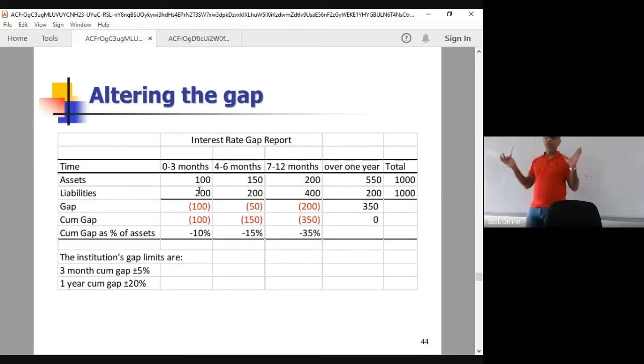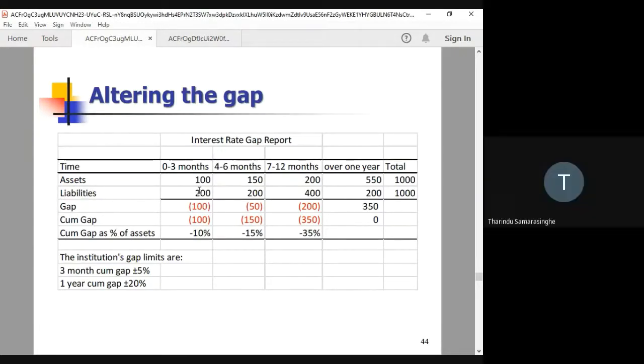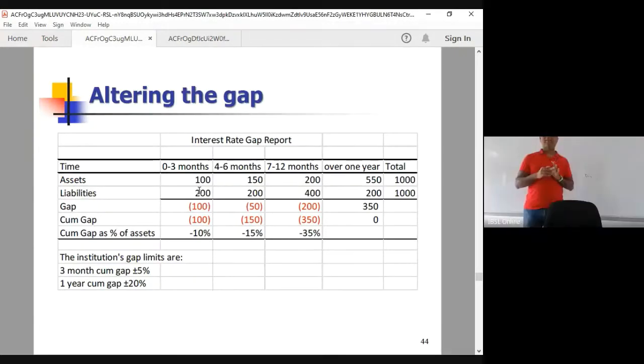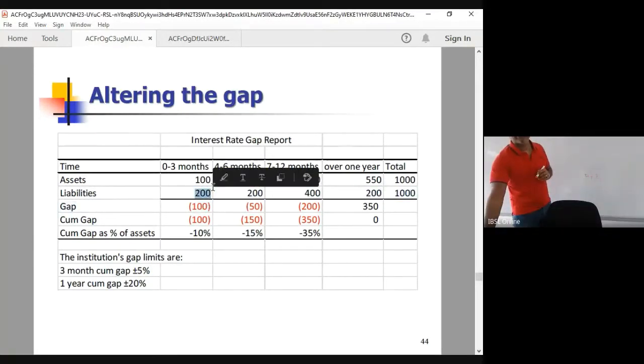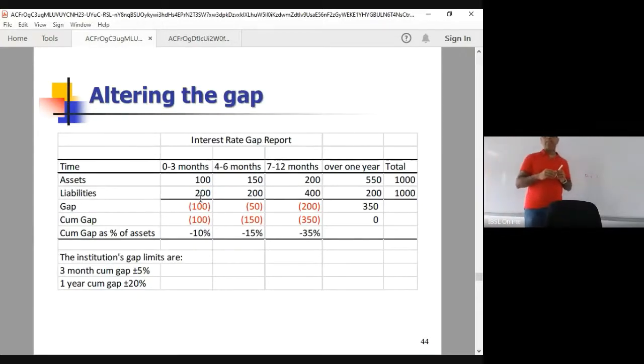Agreed or not agreed? Is that understood? Hello? Yes or no? Yes. Okay. So basically, if interest rates go up, you have more liabilities than assets, so you pay more on your deposits. Therefore, if you have a negative gap and interest rates go up, you will have negative NII.